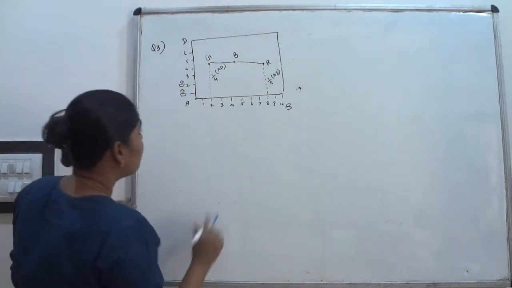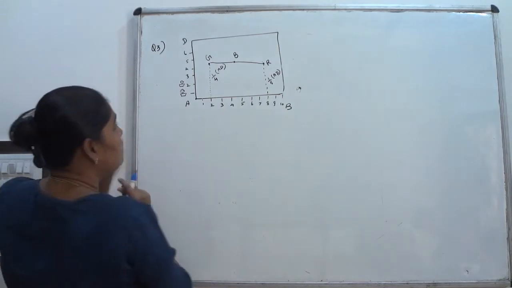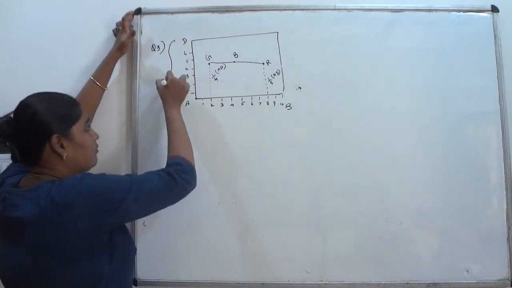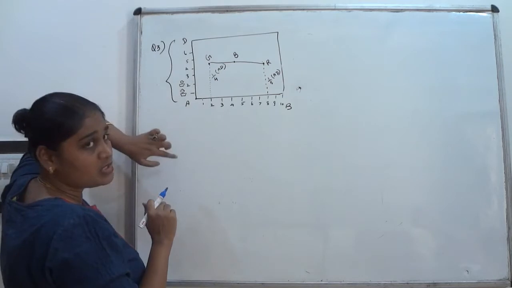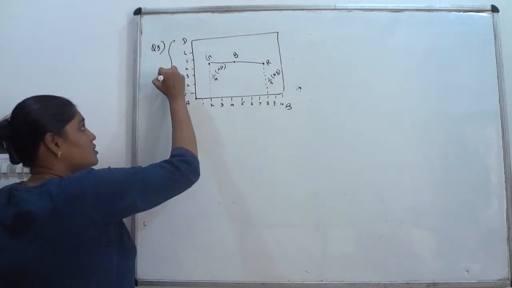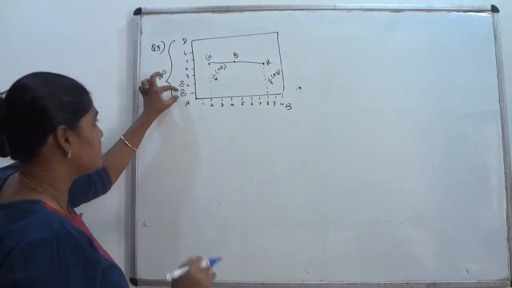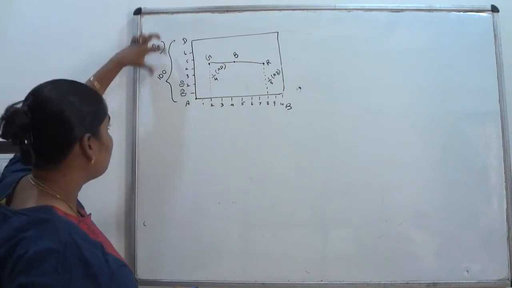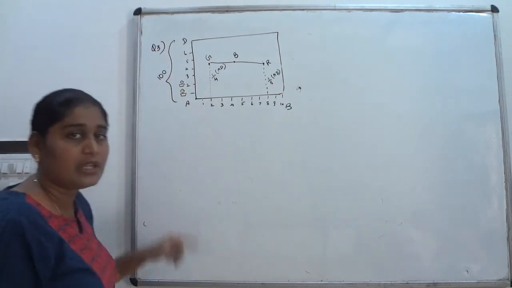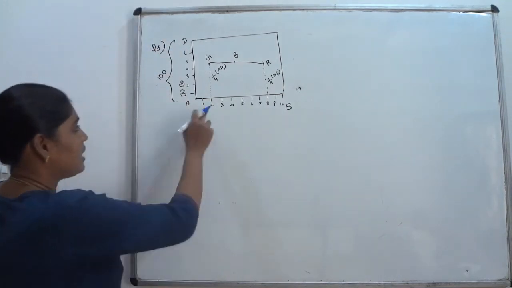So let us see. First, we will find out the distance of AD. How many flower pots are kept over here? 100 pots. So each pot distance is 1 meter. So we can take that the distance of AD is what? 100 meters. So write it first.